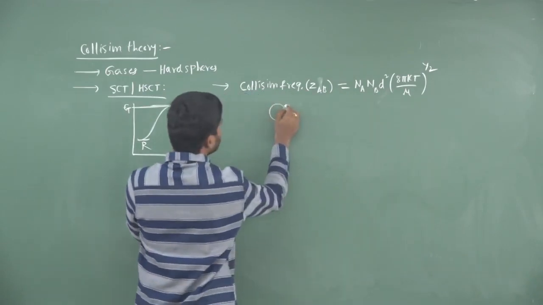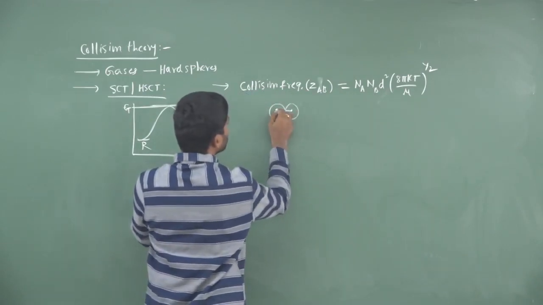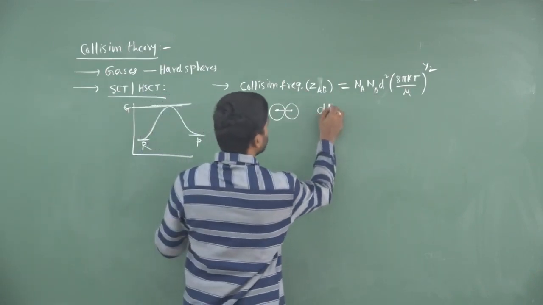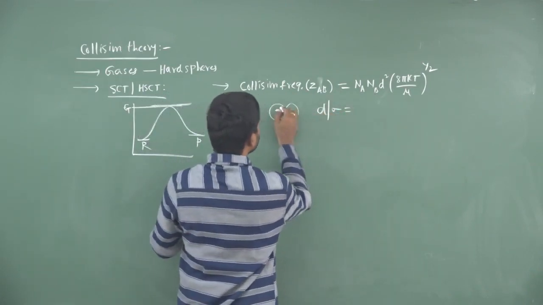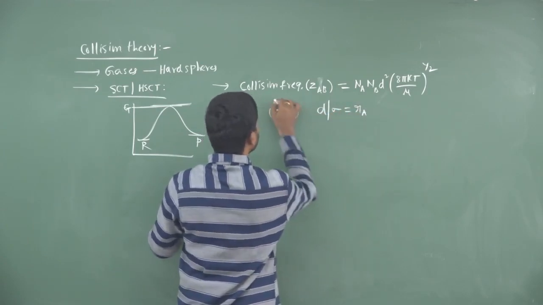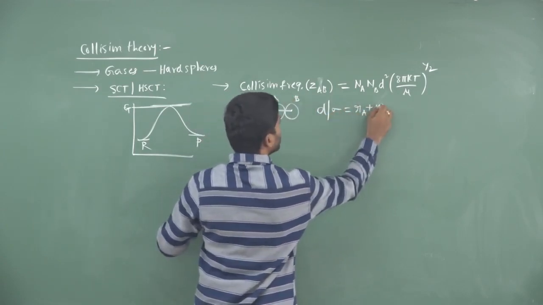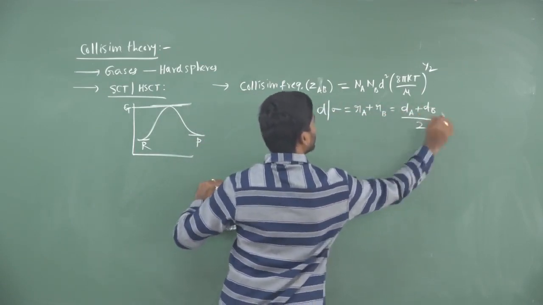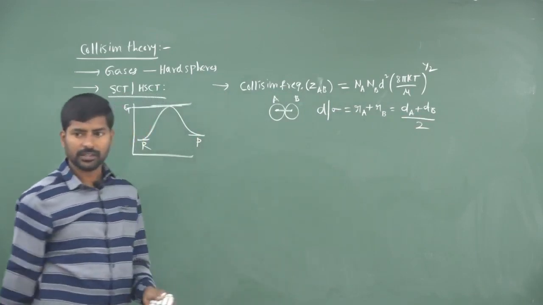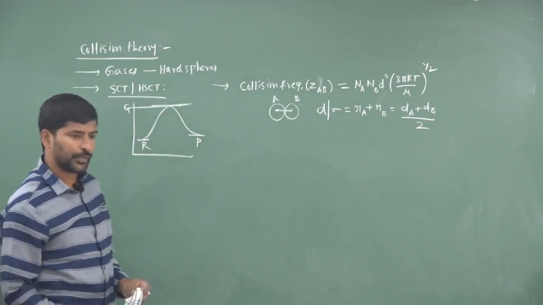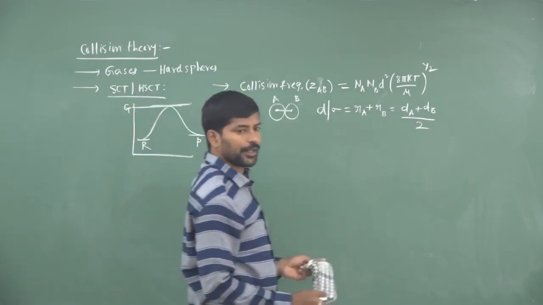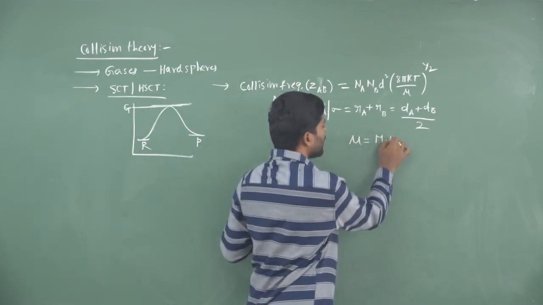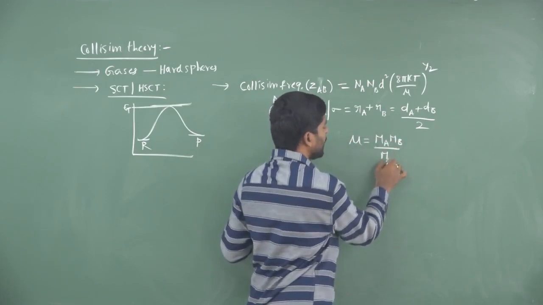At the time of collision, the distance between the two centers of the spheres is called the average collision diameter, d or sigma, which may be given as Ra plus Rb, radius of A plus radius of B. If you take diameters, it is (dA plus dB) by 2. What is mu? Reduced mass. How to give reduced mass? MA MB by (MA plus MB).